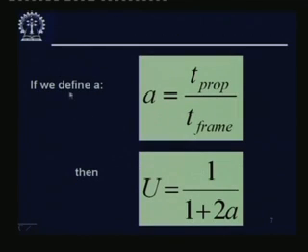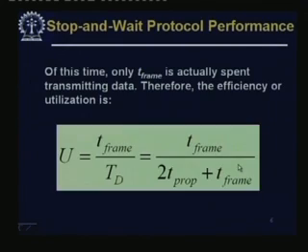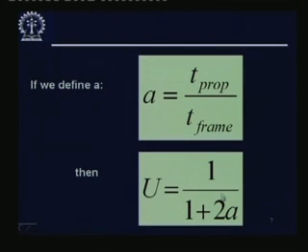Now, if you define a equal to t prop by t frame, which means that if a equal to 1, we have the propagation time equal to the frame time. So, it just fits. Anyway, so u is equal to 1 by 1 plus 2a. If you look at the previous formula and divide the numerator and denominator by t frame, we get 1 here, 1 here, and t prop by t frame, that is our a. So, u is equal to 1 by 1 plus 2a. So, this is the efficiency.